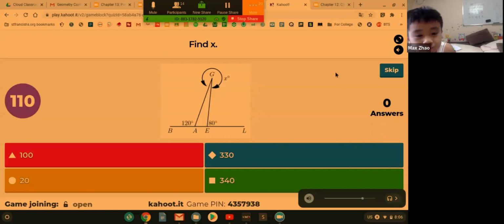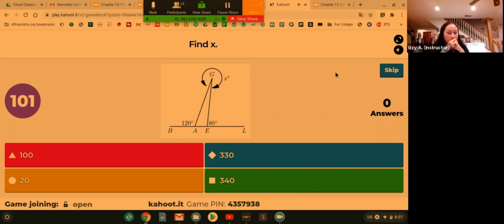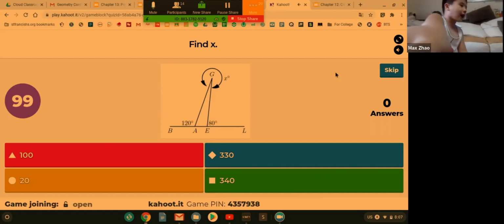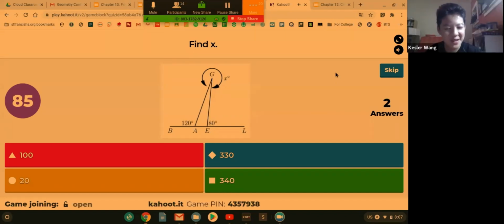Find X. Wait, I need my calculator. Mommy, where's my calculator? So I have to do it all by myself. So that makes 200. This is very reassuring. Very reassuring. 100. So that makes 200.